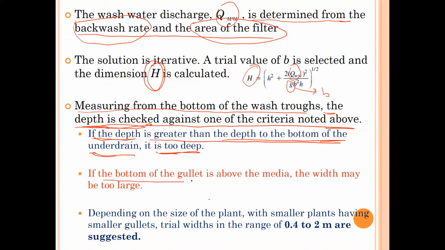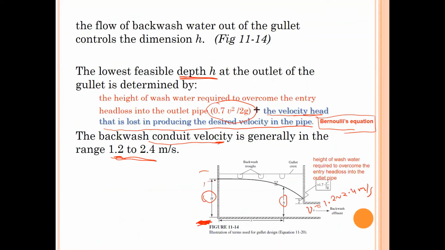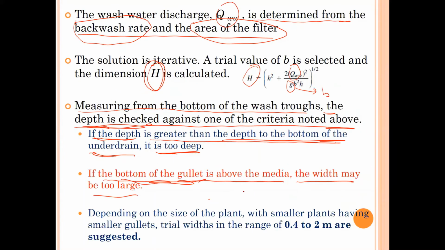If the bottom of the gullet is above the media, the width may be too large. So if we calculate the H and we found the bottom of the gullet is somewhere here, say media somewhere here, then it means that we selected the wrong value of B. It's too large, so we have to change.